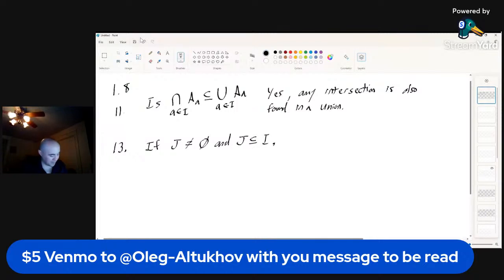All right, if set J is not empty and J is a subset of I, does it follow? This is closer to proofy kind of questions. We're not writing proofs yet, but for as hard as this chapter has been, this is nothing compared to when we start doing proofs. Okay, subset.